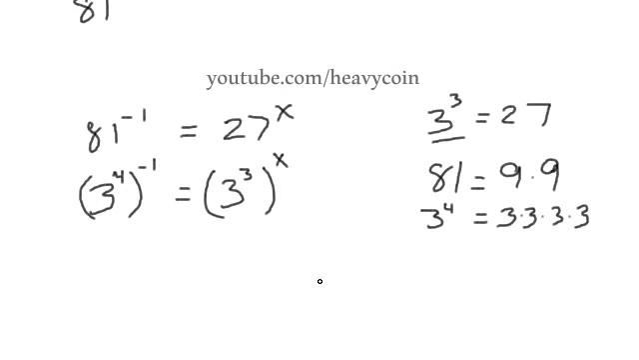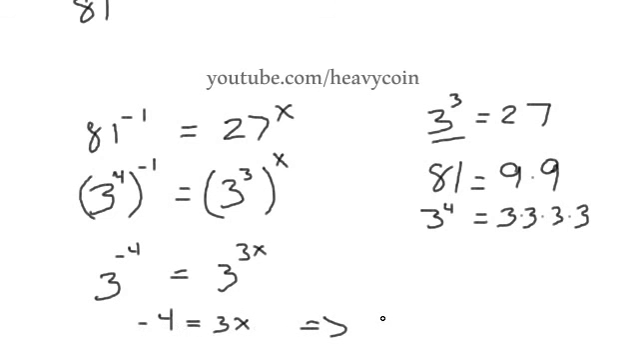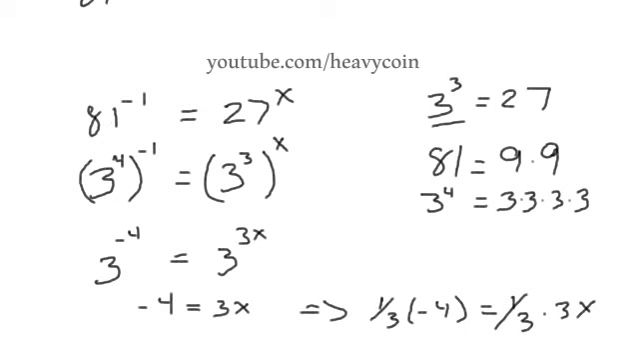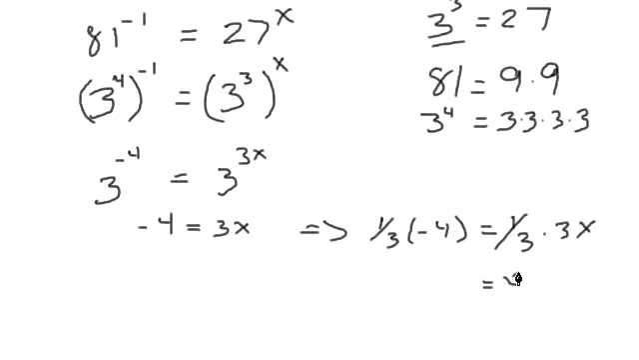And so now we're just going to multiply our exponents. So that's going to be a negative 4. And this will be 3 raised to the 3 times x. So now that our bases are the same, we set our exponents equal to each other and solve for x. So this becomes multiplying both sides by 1/3. And 1/3 times 3x. And so we have x is equal to negative 4/3.